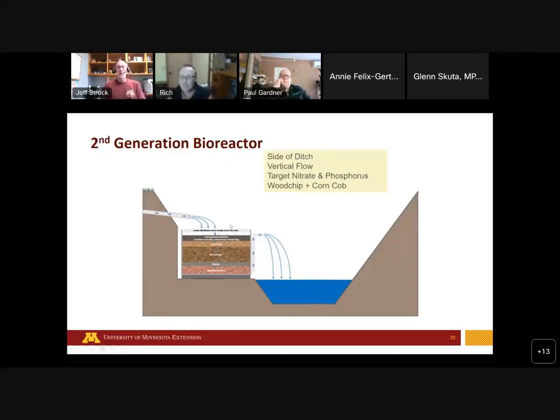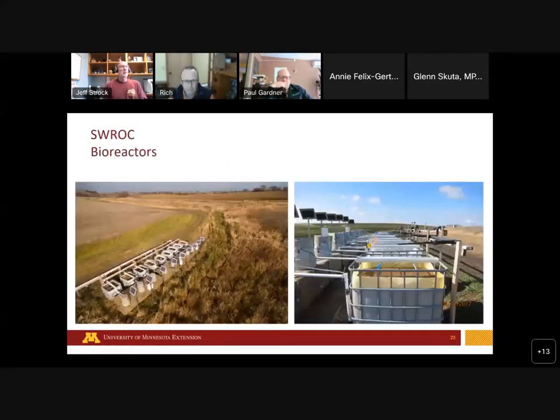But these were designed for vertical flow systems. They're filled with wood chips and corn cobs, and we originally looked at these for targeting nitrogen and phosphorus. So we had a phosphorus-sorbing material at the top of these bioreactors. So this is the experimental site. These are the replications that we had out in the field.